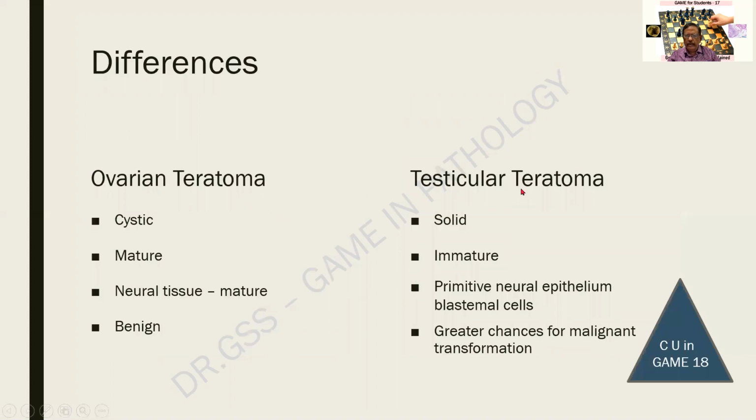This question you may be asked in the examination. What is the difference between ovarian teratoma and testicular teratoma? Ovarian teratoma is generally cystic, testicular is solid. Ovarian is mature, testicular is immature. In ovarian teratoma, you get mature neural tissue, whereas in testicular teratoma, it has primitive neural epithelium or blastemal cells. Ovarian is benign, and in testicular teratoma, there are greater chances for a malignant transformation.